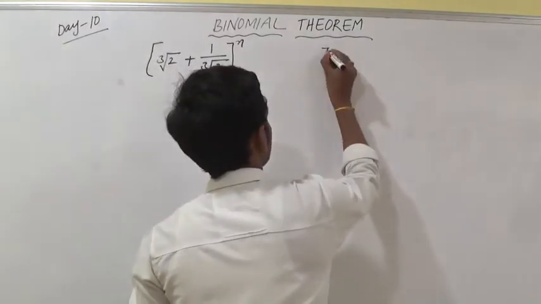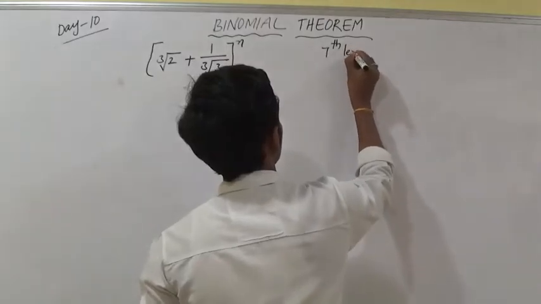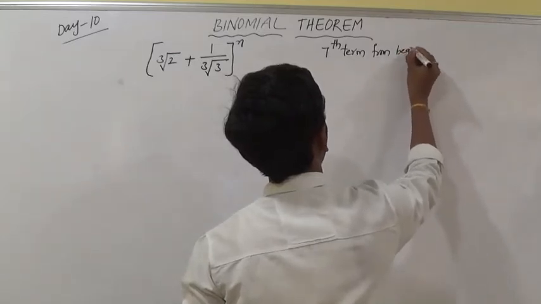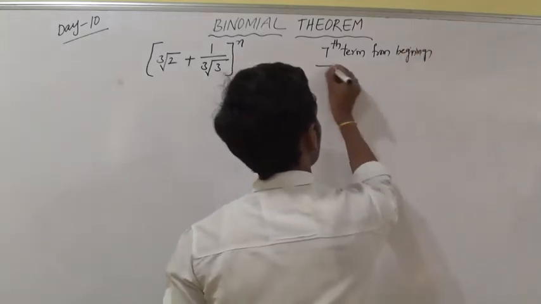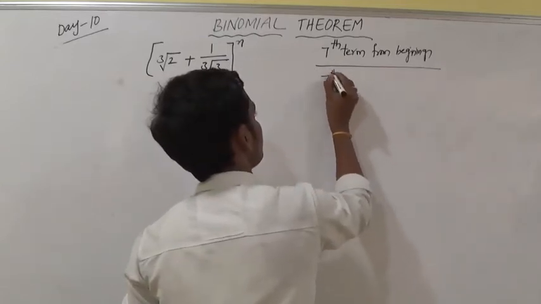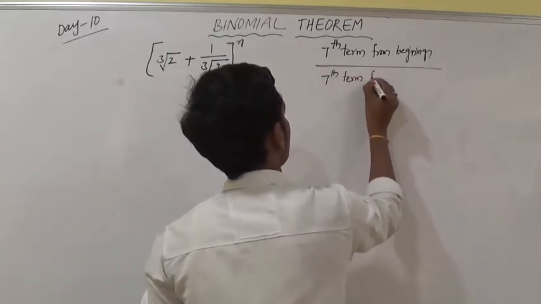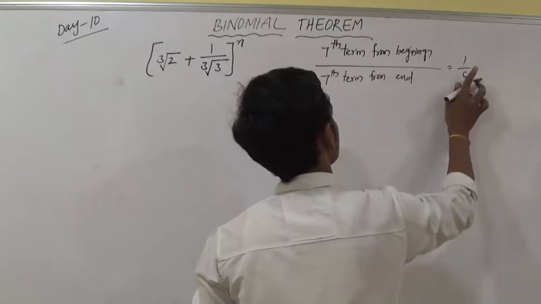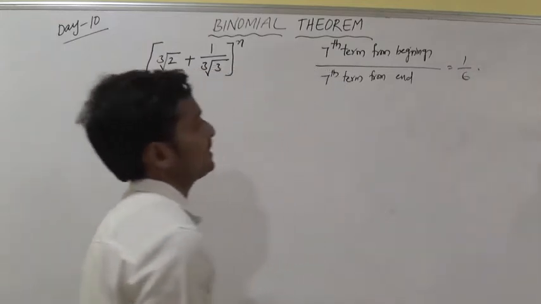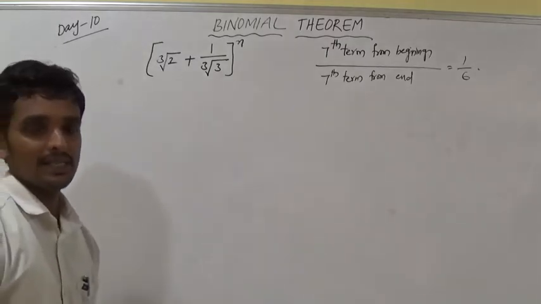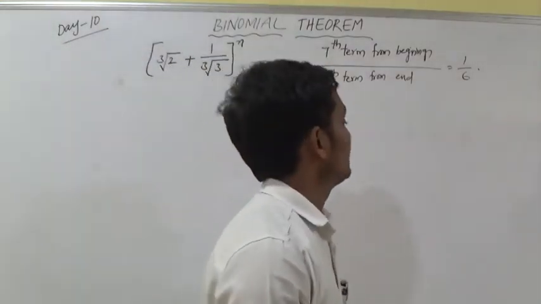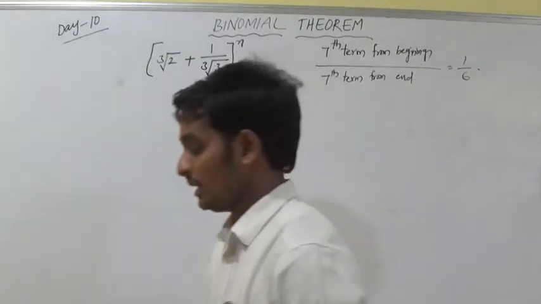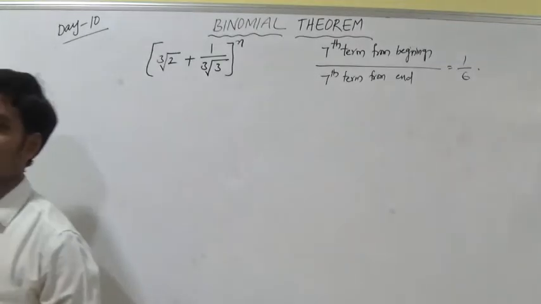They are giving the 7th term from the beginning by the 7th term from the end is equal to 1 by 6. The ratio between the 7th term from the beginning and the 7th term from the end is 1:6. So what are they asking? We need to find the value of n.